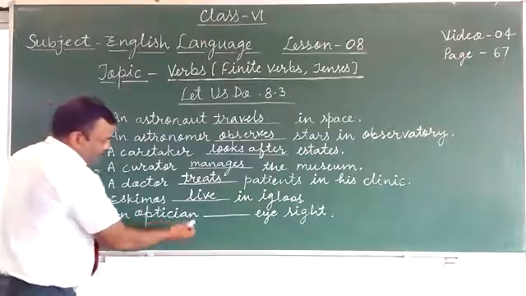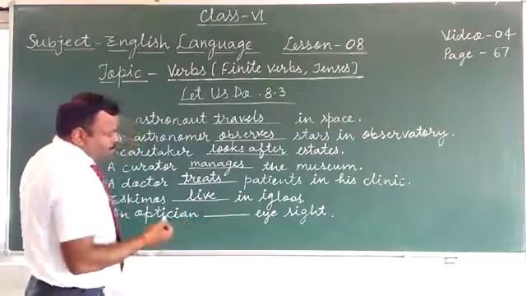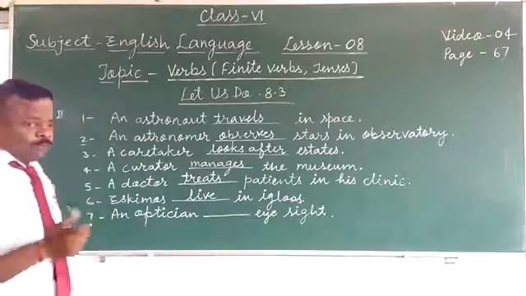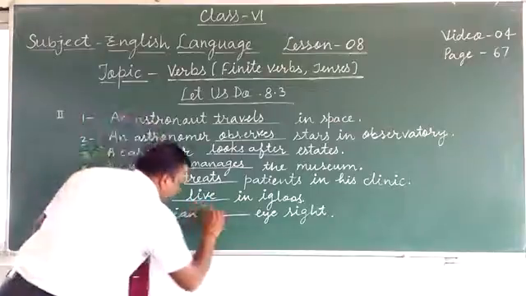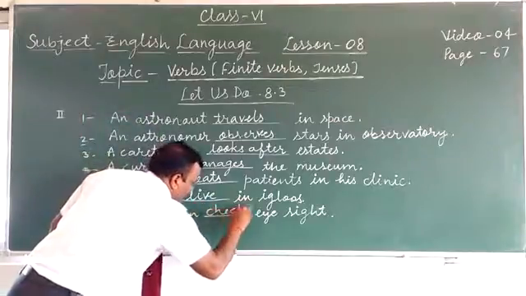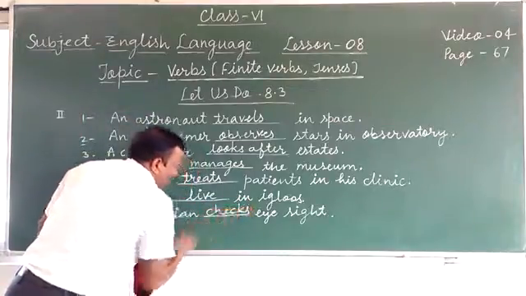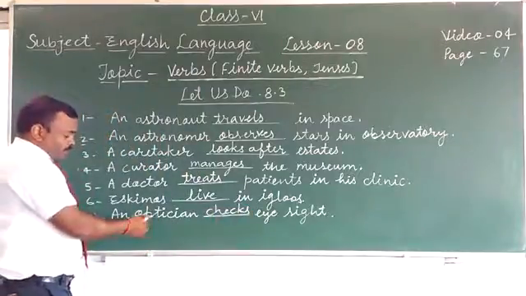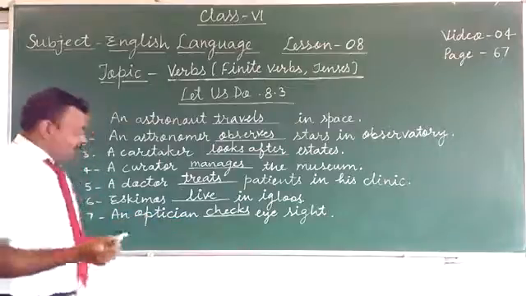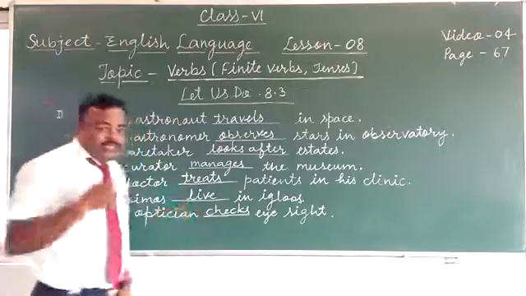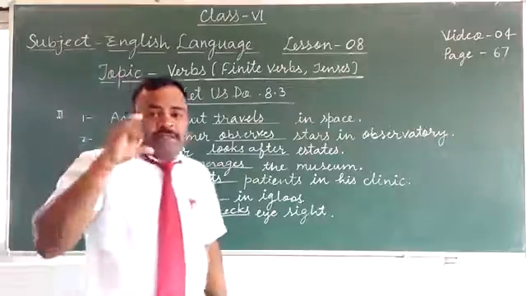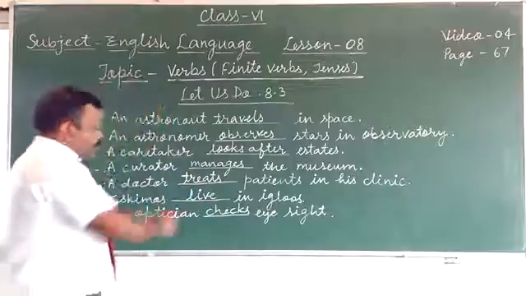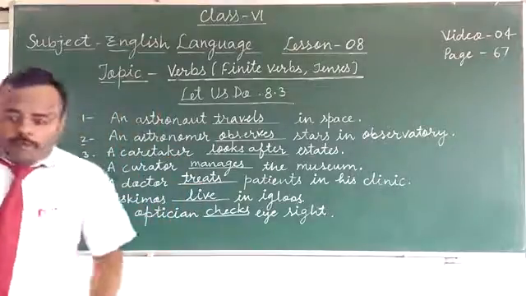And optician, eyesight. So what does an optician do? He checks. Means he checks eyesight. So this is the duty of an optician or profession of an optician. He checks eyesight and then he prescribes spectacles and its power. Okay. So now note it down in your workbook.